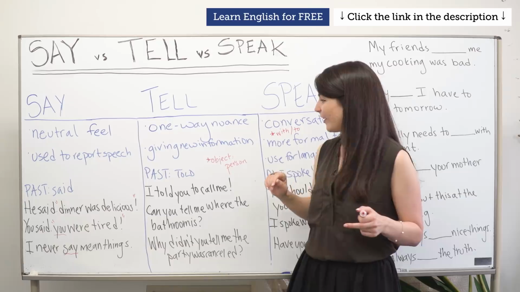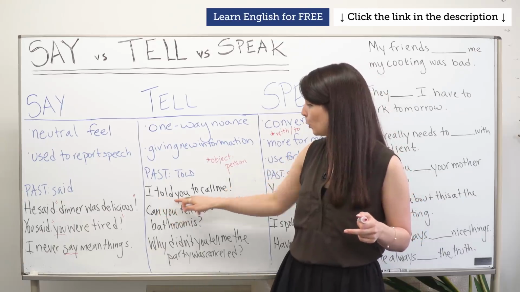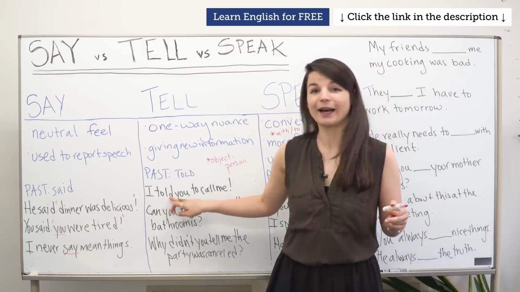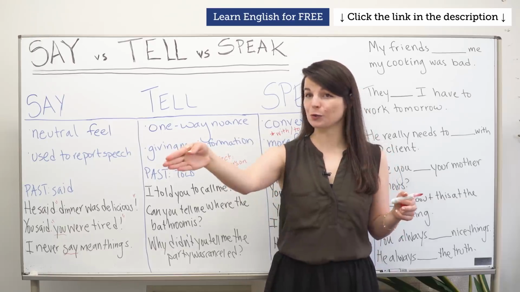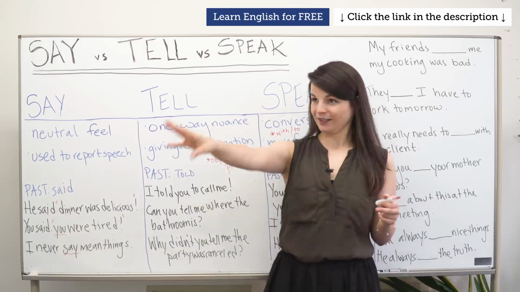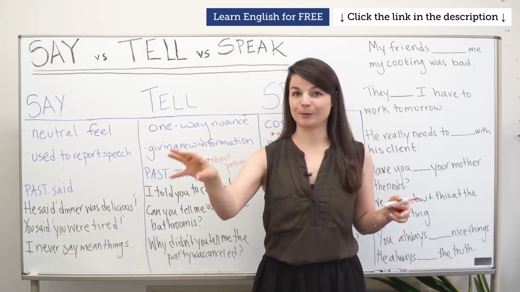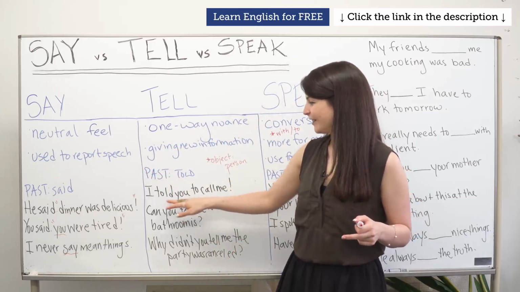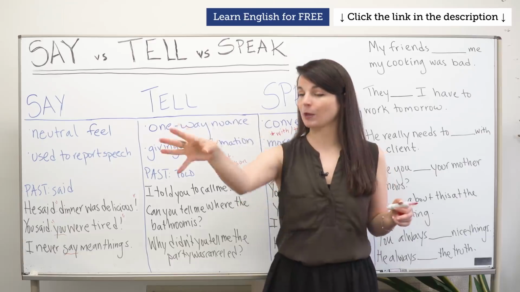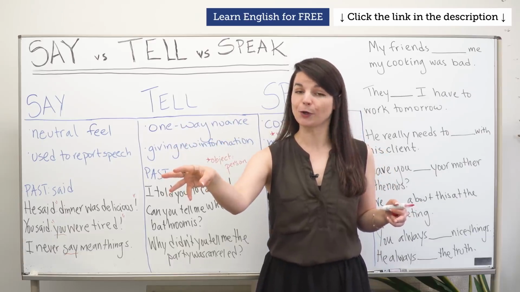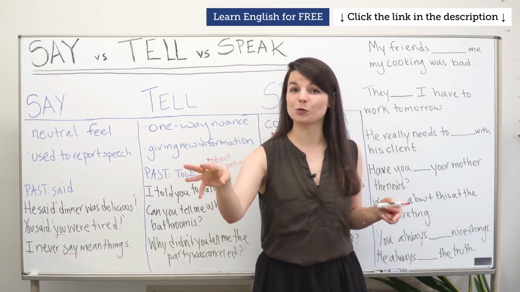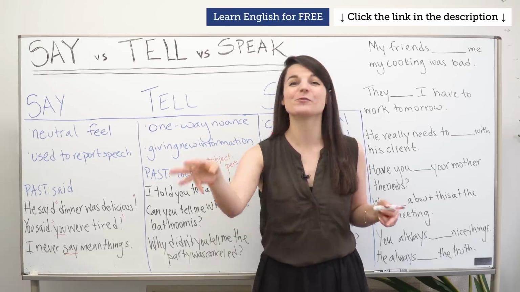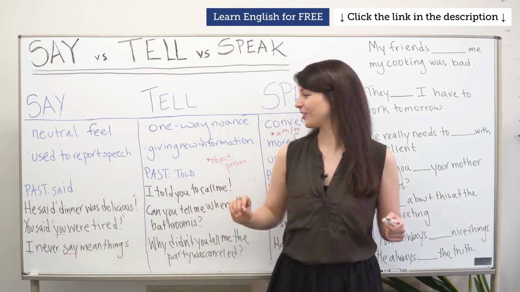Okay? So let's see. I told you to call me. Here I have the past tense. So you, this is the receiver of the information. I told you to call me. I asked you to call me here. So this is the report of some command. We can use tell and told to give commands. I told you to call me. I gave you the new request to call me, in other words.